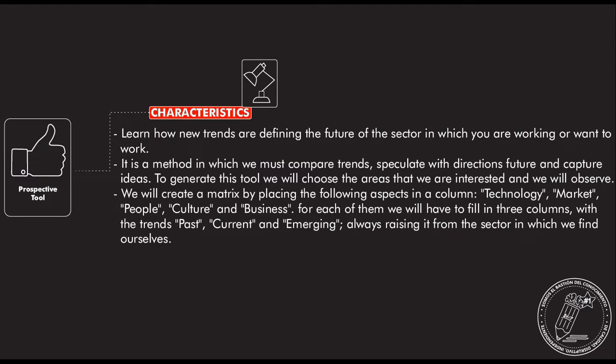It is very important to understand that this matrix, basically what it does is placing the following aspects in a column: technology, market, people, culture, and business. For each of them, we will have to fill three columns with the trends: past, current, and emerging, always raising them for the sector in which we find ourselves.